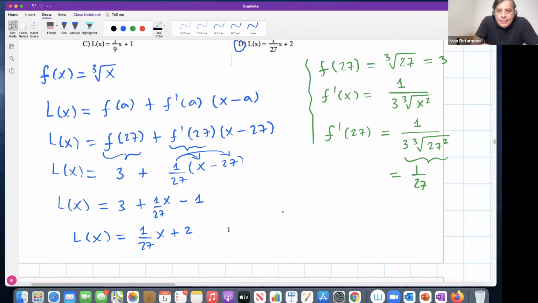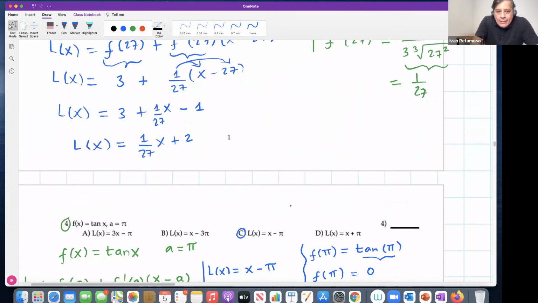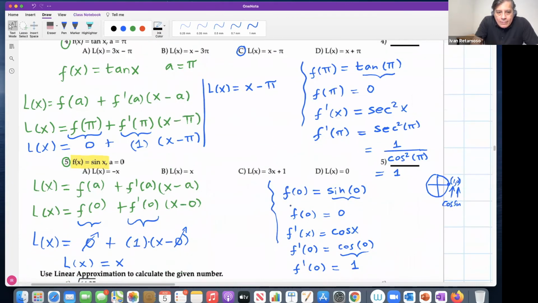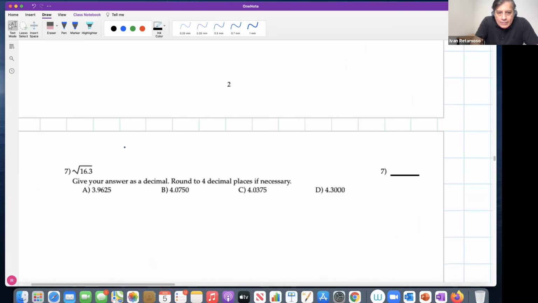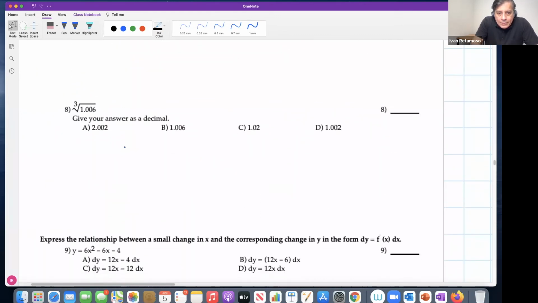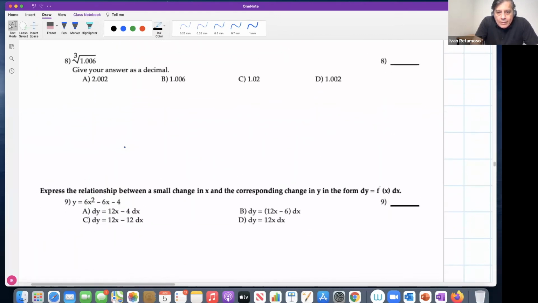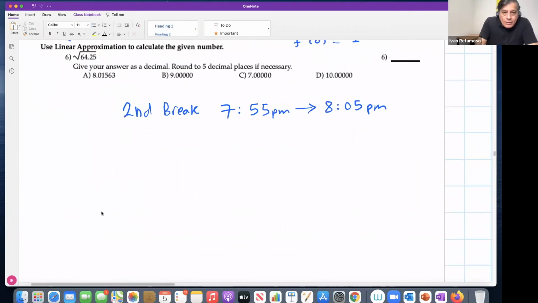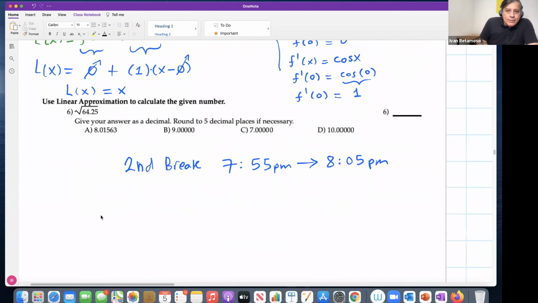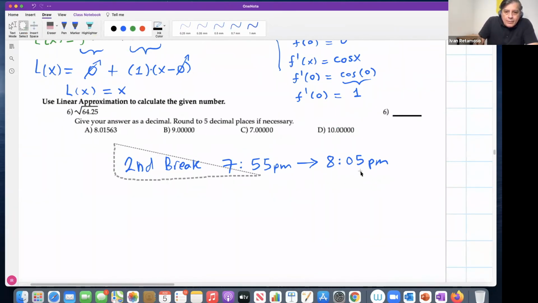Okay, I think we are ready for the second break, and then we will deal with these computations directly. I will show you a trick shortcut, okay? And then we'll have to talk about differentials. So that's the last part. I'm gonna do the first one and show you how this can be done somehow quickly.